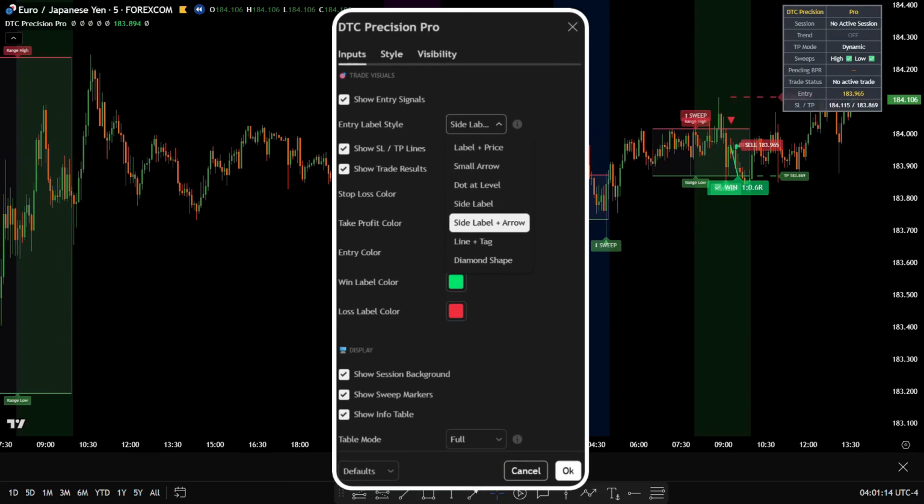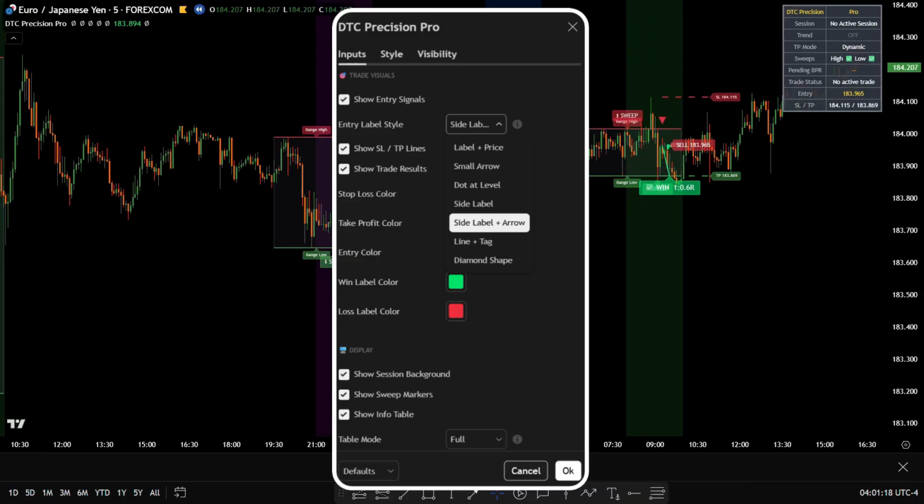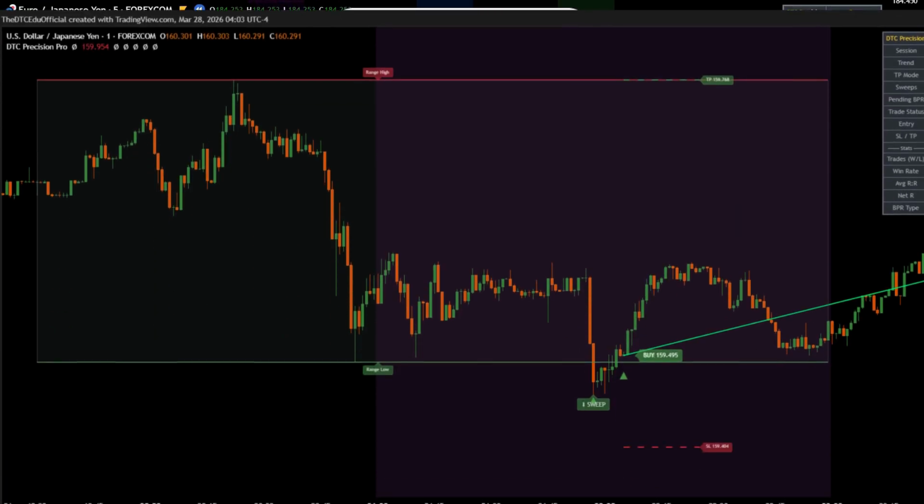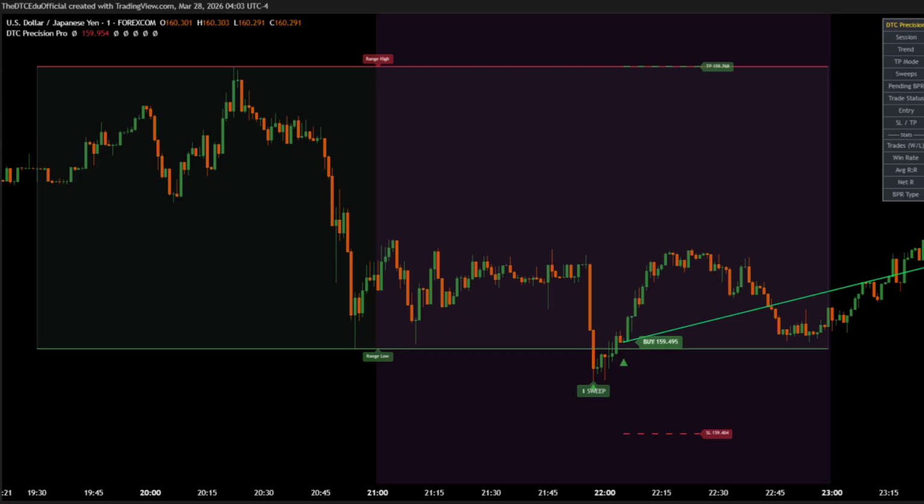Entry label styles. 7 options. Let's look at a few. Side label plus arrow is the default. You get a price label offset to the right of the candle and a directional arrow on the candle itself. This is what we recommend because it doesn't obstruct the candles.